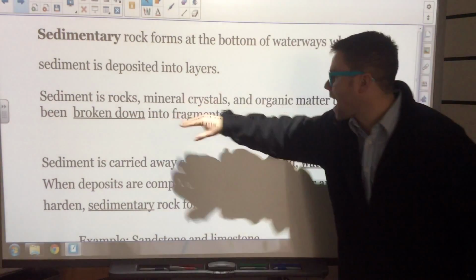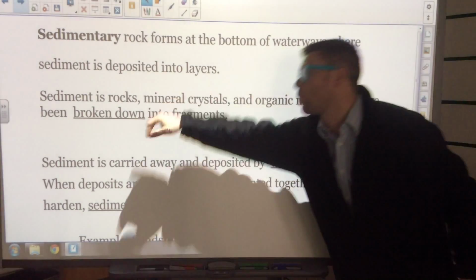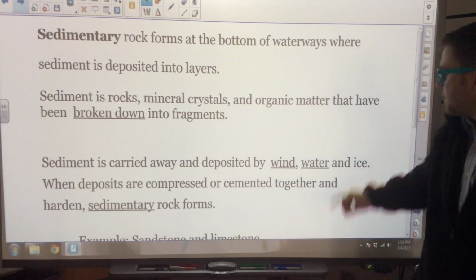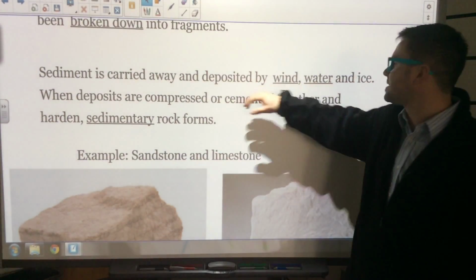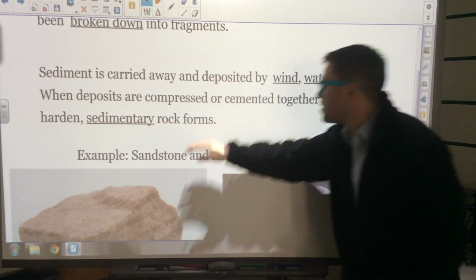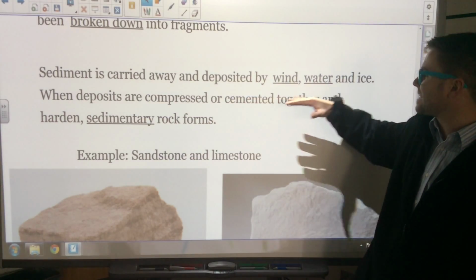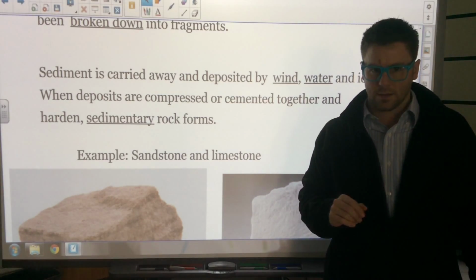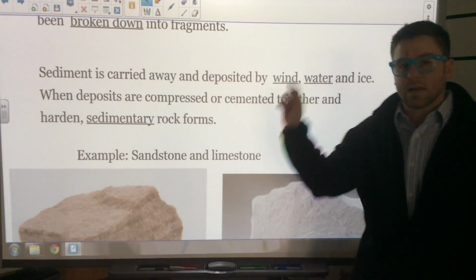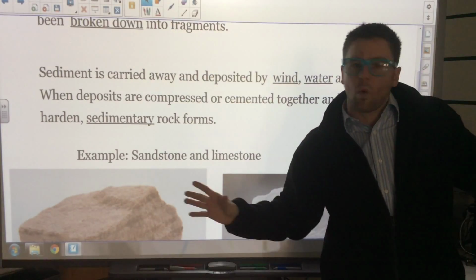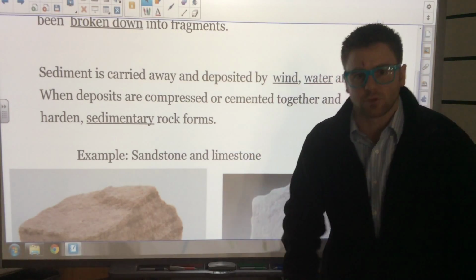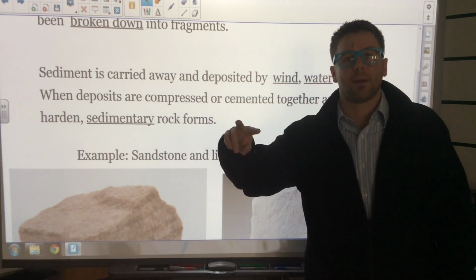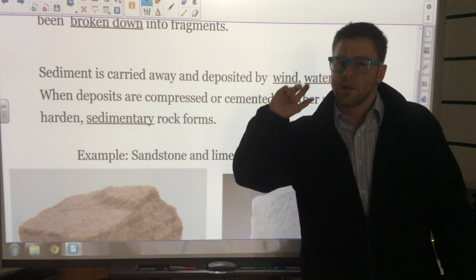So we've got rocks, mineral crystals, and organic matter that have been broken down into fragments called sediment, right? It's carried away and deposited by wind, water, and ice, and then it's deposited, compressed, and cemented together and hardens into sedimentary rock, okay? Now, sedimentary rock can form anywhere where there's waterways. It doesn't have to be at a plate boundary, which is unique to sedimentary rock. Metamorphic and igneous have to be at a plate boundary, or they form at plate boundaries, typically.